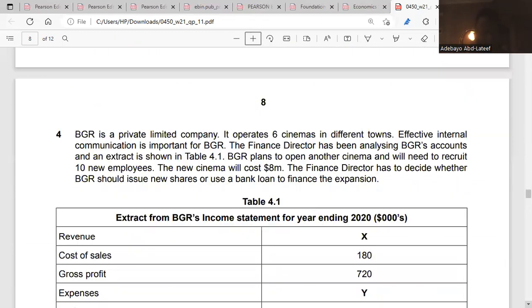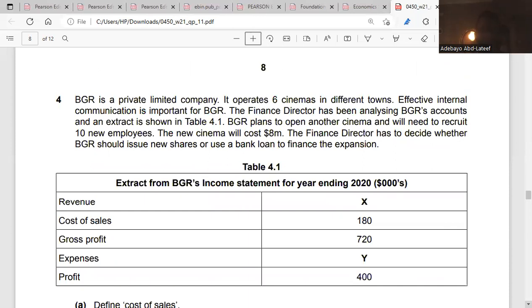Question 4. BGR is a private limited company. It operates 6 cinemas in different towns. Effective internal communication is important to BGR. The finance director has been analyzing BGR's accounts, an extract shown in table 4.1. BGR plans to open another cinema and will need to recruit 10 new employees. The new cinema will cost $8 million. The finance director has to decide whether BGR should issue new shares or use a bank loan to finance the expansion. A. Define cost of sales.